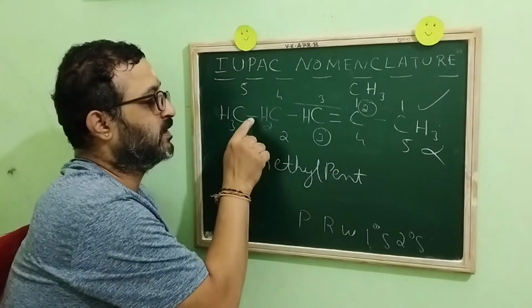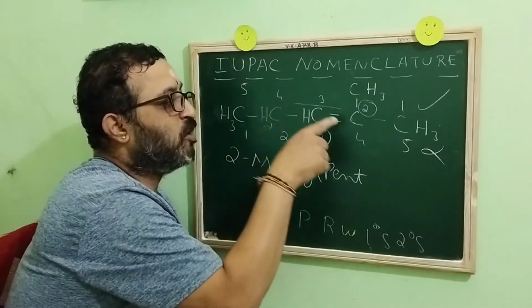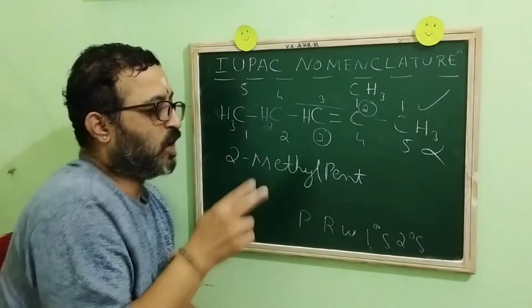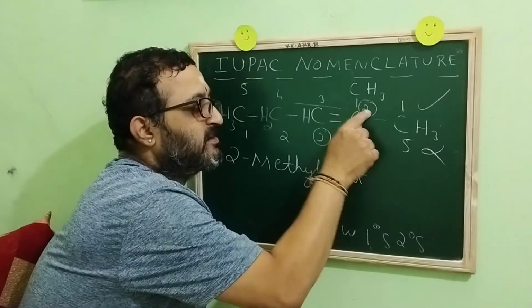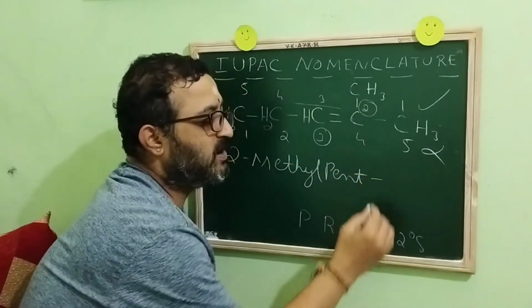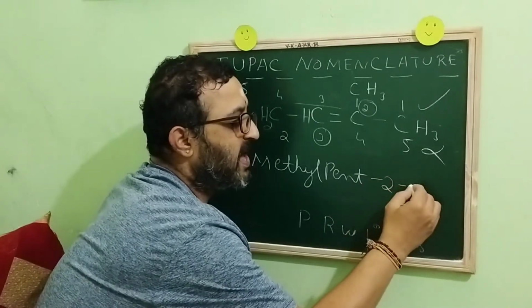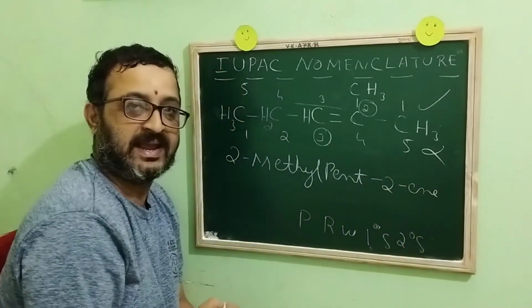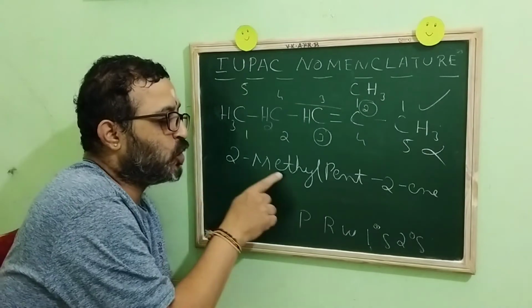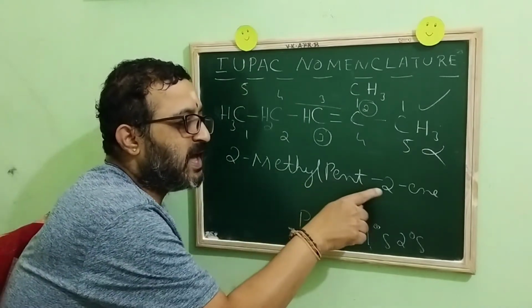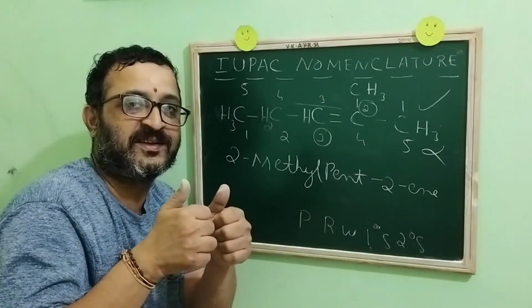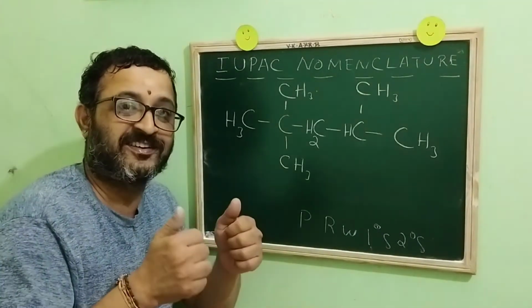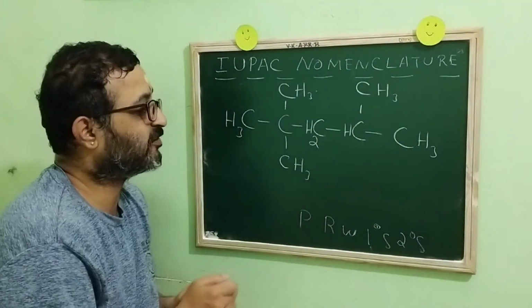Pent. Single bond, double bond, single bond. Now, this double bond is attached to which carbon? Obviously, second carbon. So I will put a hyphen, 2, dash, and ene. So the name of the compound is 2-methyl pent dash 2 dash ene. Is it clear, children? Okay, children, let us proceed with next compound.